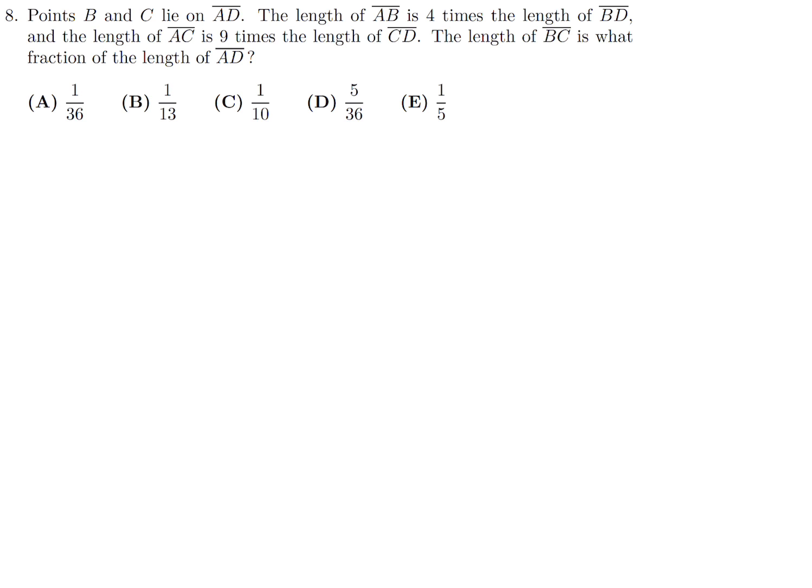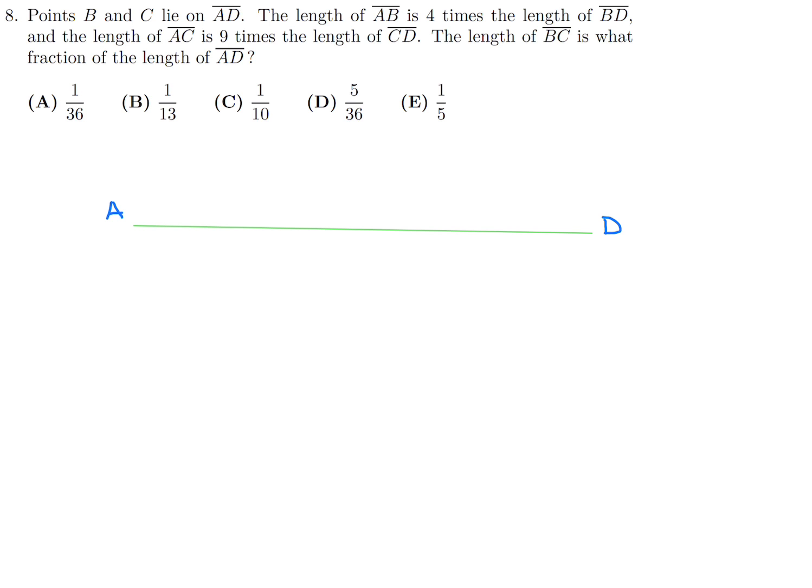Points B and C lie on AD. The length of AB is 4 times the length of BD, and the length of AC is 9 times the length of CD. The length of BC is what fraction of the length of AD? All right, so we're going to need a little bit of a diagram here. So here's this big long line, and we've got A and D.